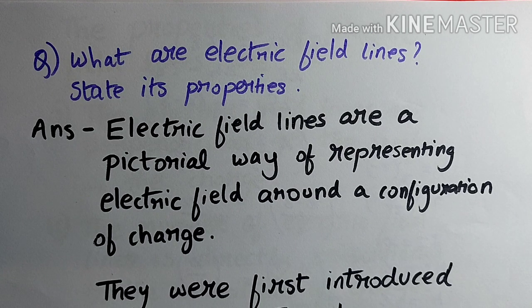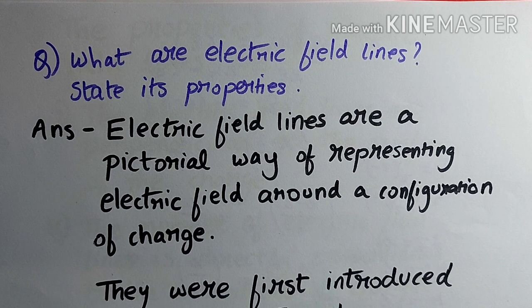Now that you know what is electric field and various other factors, coming to the next part, that is what are electric field lines and their properties. So the question is, what are electric field lines? State its properties. It is very simple.